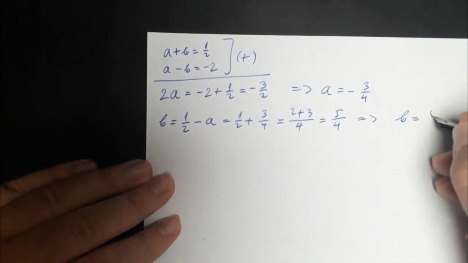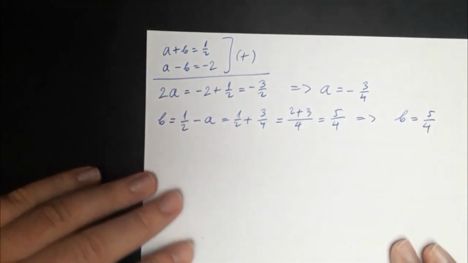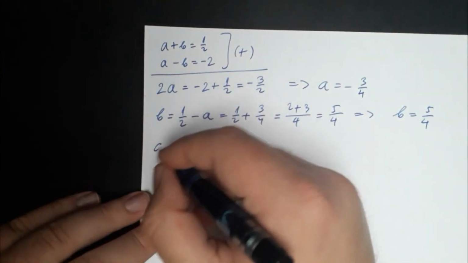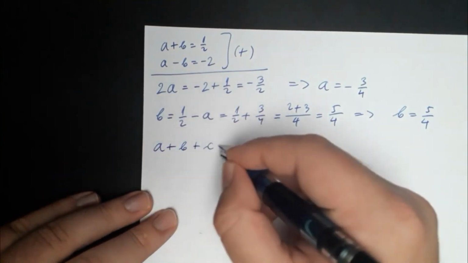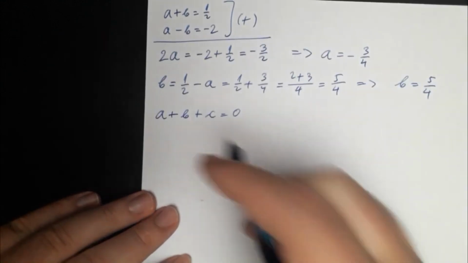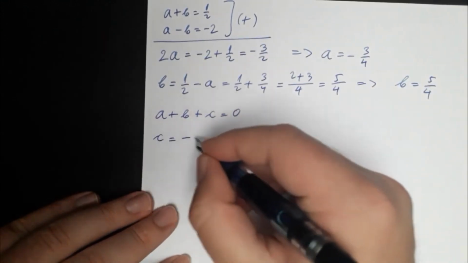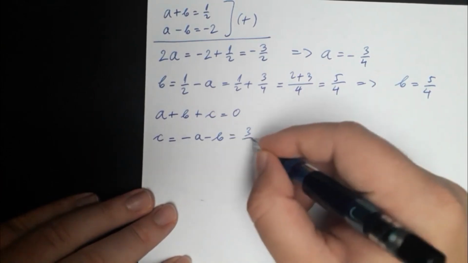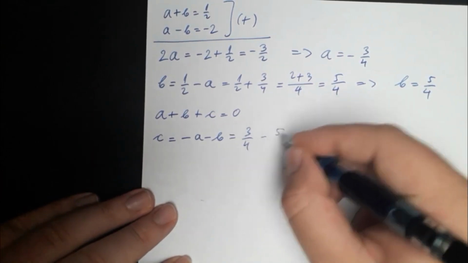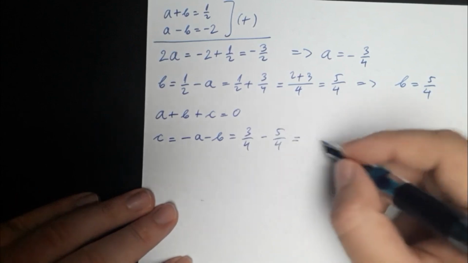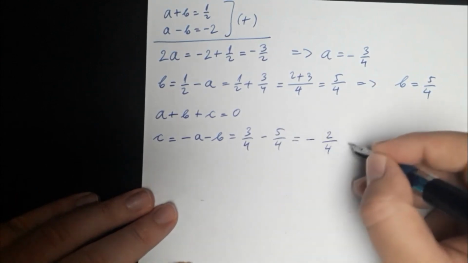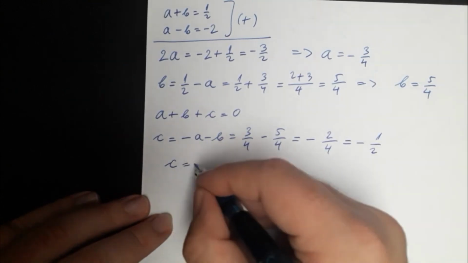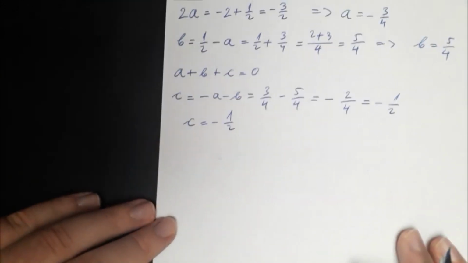So b is equal to 5 divided by 4. And when we return into the previous equations, we had that a plus b plus c was 0. So c is equal to negative a minus b, and that is 3 divided by 4 minus 5 divided by 4, which is equal to negative 2 divided by 4, which is negative 1/2. So c is negative 1/2.